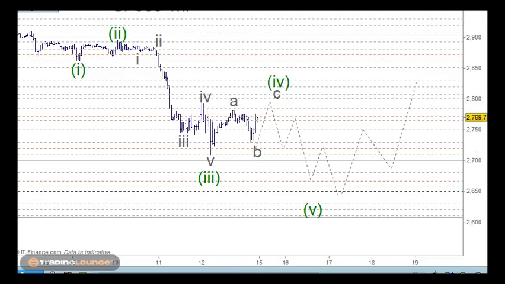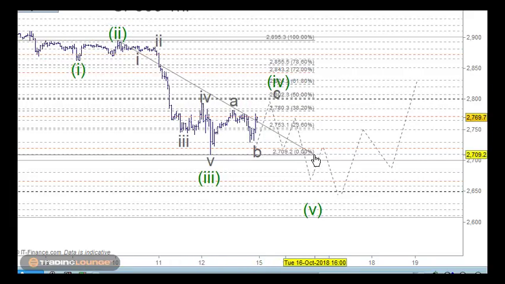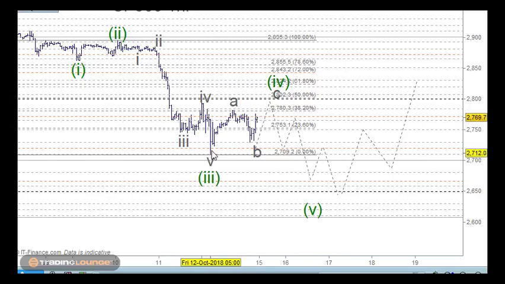The 38.2% retracement level from the top of wave 2 roughly, down onto this spike, but it could be this low here, no doubt. But the 38.2% retracement level is already in here. So this move up here in wave C will be in 5 waves.